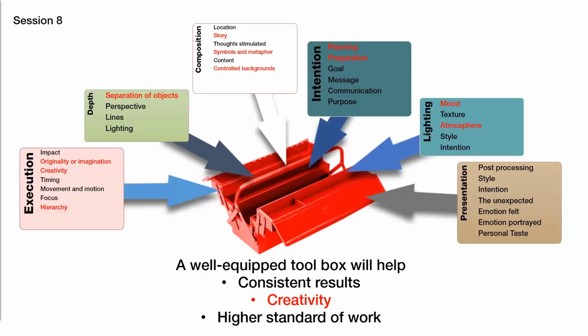Welcome to Creativity. We've been looking at building a toolbox of the different aspects that make up a good photo. We identified what makes a good photo, so now we want to learn those techniques so that we can apply them to our own photos. And today we're going to be talking about originality and imagination, creativity, hierarchy, separation of objects, story, symbols and metaphor, controlled backgrounds, planning, preparation, mood, atmosphere, and creativity. Those are the sort of topics we're touching on in today's toolbox, so that as you develop those skills, you can apply it to your work.